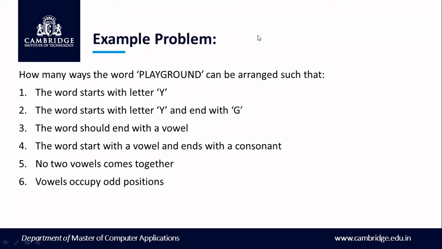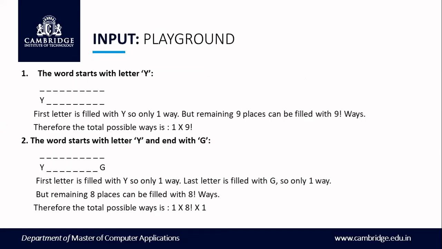Okay, let us start with an example problem. How many ways can the word PLAYGROUND be arranged such that: first, the word starts with the letter Y. Second, the word starts with the letter Y and ends with the letter G. Third, the word should end with a vowel. Fourth, the word should start with a vowel and end with a consonant. Fifth, no 2 vowels come together. Sixth, vowels occupy odd positions. Let us try to solve this problem and find out the answer for all the 6 possibilities.